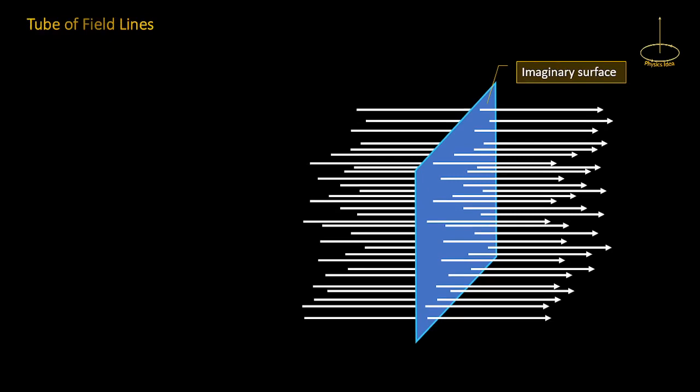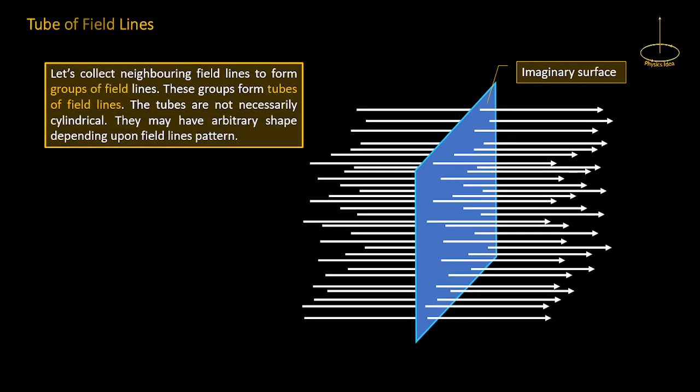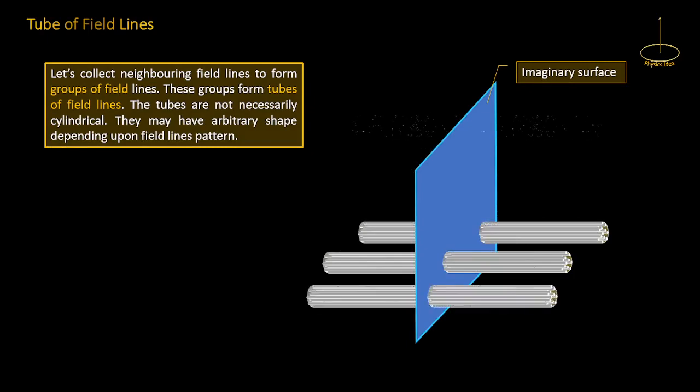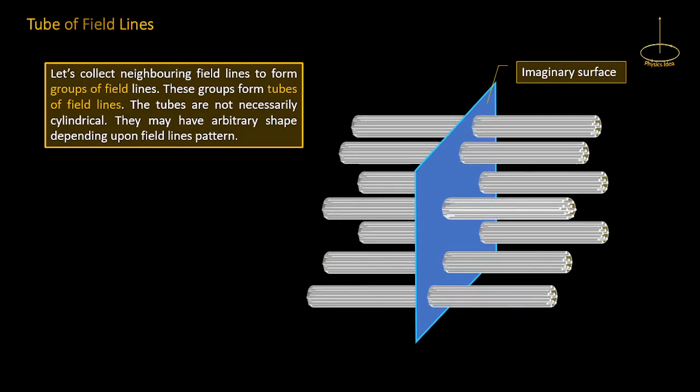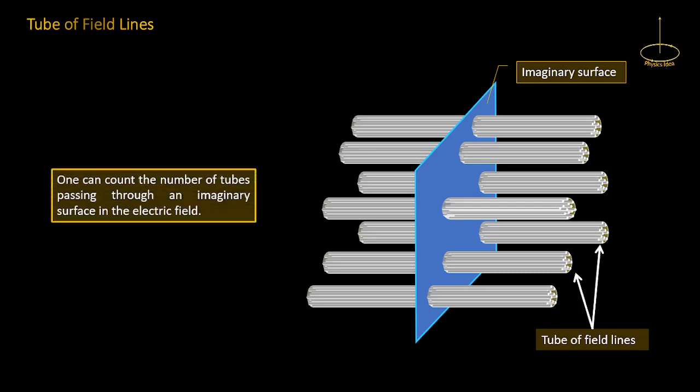Tubes of field lines. Let's collect neighboring field lines to form groups of field lines. These groups form tubes of field lines. The tubes are not necessarily cylindrical. They may have arbitrary shape depending upon field line pattern. One can count the number of tubes passing through an imaginary surface in the electric field.